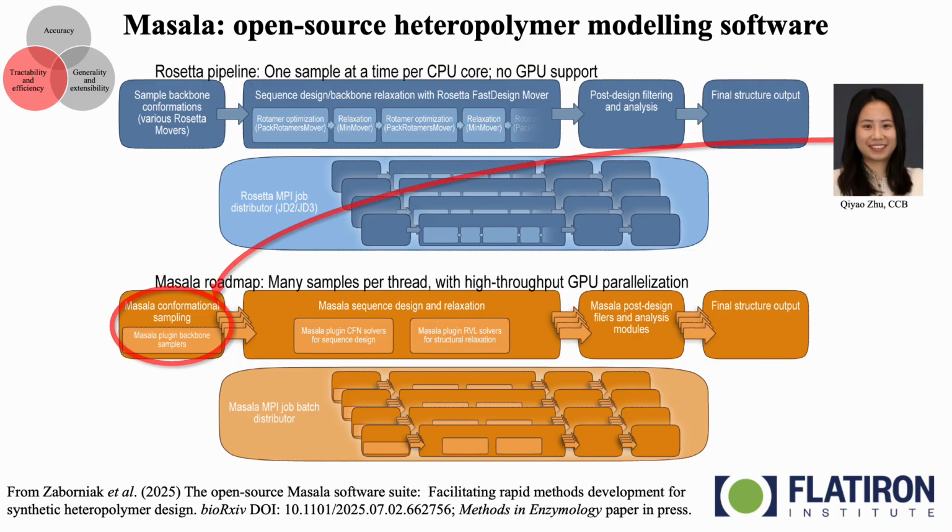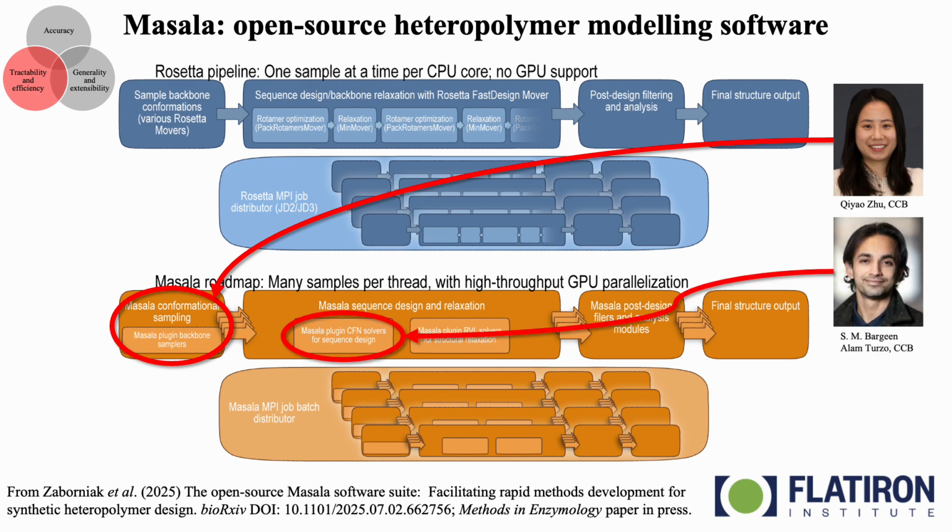I have 2 postdocs who are working on this. Xiao Zhu has developed the backbone conformational sampling, and Barjeen Turzo has developed the sidechain sampling and the sequence design algorithms on GPU. Both of these are excellent, capable postdocs who will be looking for positions soon in case you know of any positions that are available.